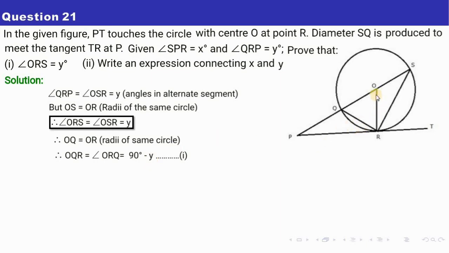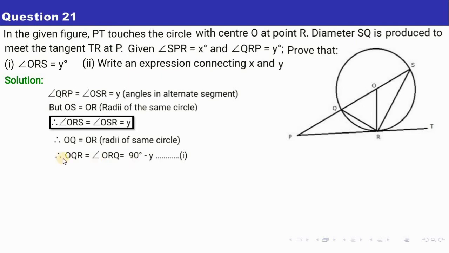This is y, right? And we know that OR is perpendicular to this line, that is the tangent. That means I can say this full angle, from here to this, will be 90. And how much is this? This is already y. So the remaining one will obviously be 90 minus y. So angle ORQ will be 90 minus y.